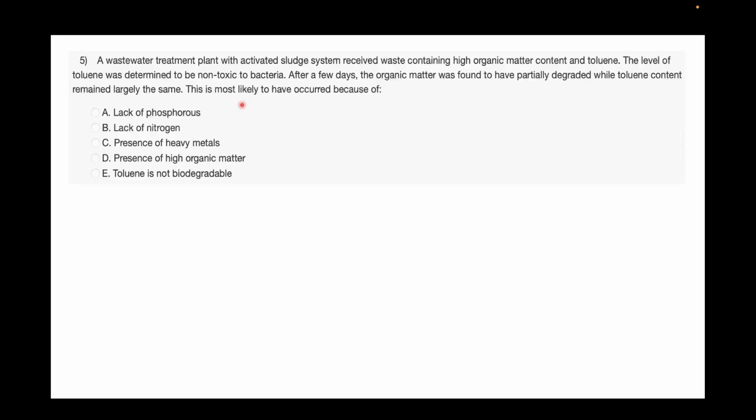Which of these could be a reason that in a mixture with high organic content and toluene, the toluene level remained largely the same, but the organic matter was partially degraded, where it has clearly been mentioned that the toluene level was non-toxic to the bacteria.